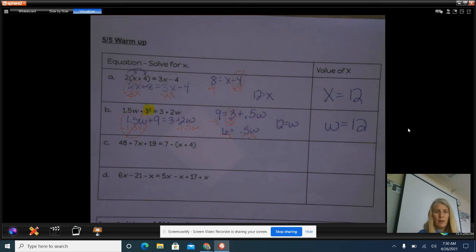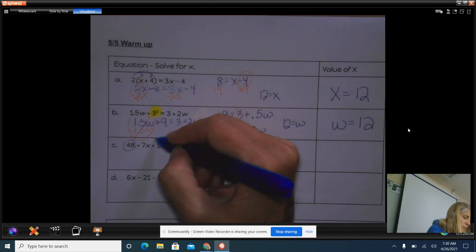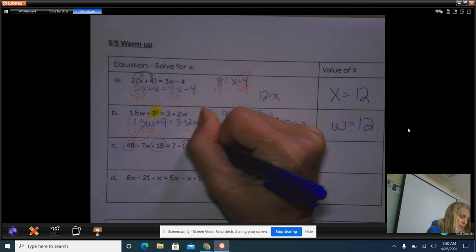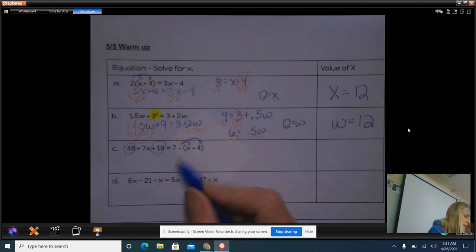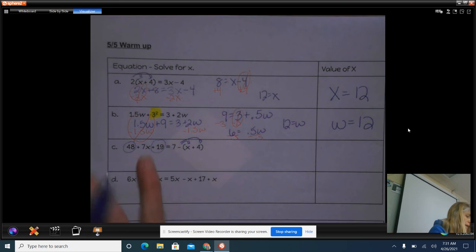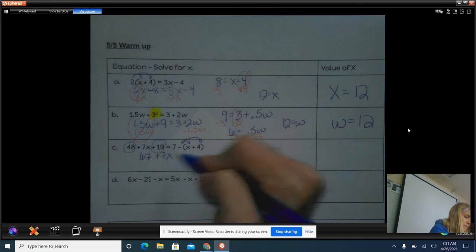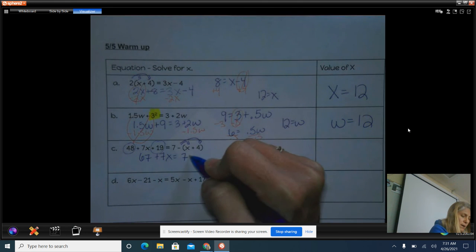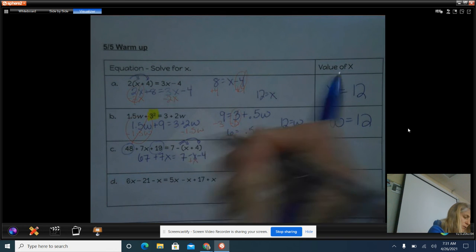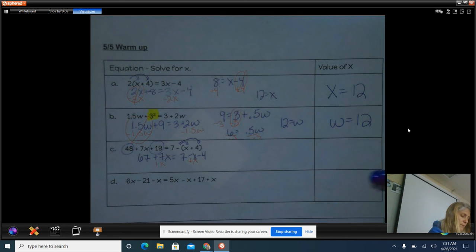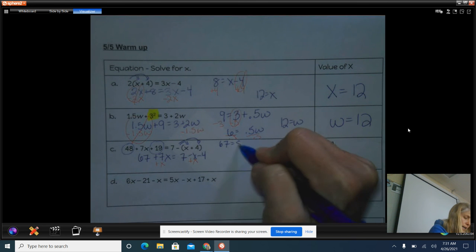Let's go ahead and look at this next one. We have a couple things going on. The first thing that we're going to do is combine like terms on the left, and then we're also going to distribute that negative. So 48 plus 19 is 67. So 67 plus 7x is equal to 7. I distribute the negative: minus x minus 4. Now I'm going to go ahead and add x to both sides because that is my smaller. So I have 67 is equal to 8x.